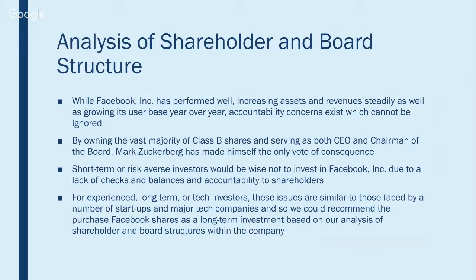So, a brief analysis of just these areas: shareholder and board structure. While Facebook has performed well, increasing assets and revenues steadily, as well as growing its user base year over year, accountability concerns exist which cannot be ignored. By owning the vast majority of Class B shares and serving as both CEO and chairman of the board, Mark Zuckerberg has made himself the only vote of consequence when it comes to Facebook.